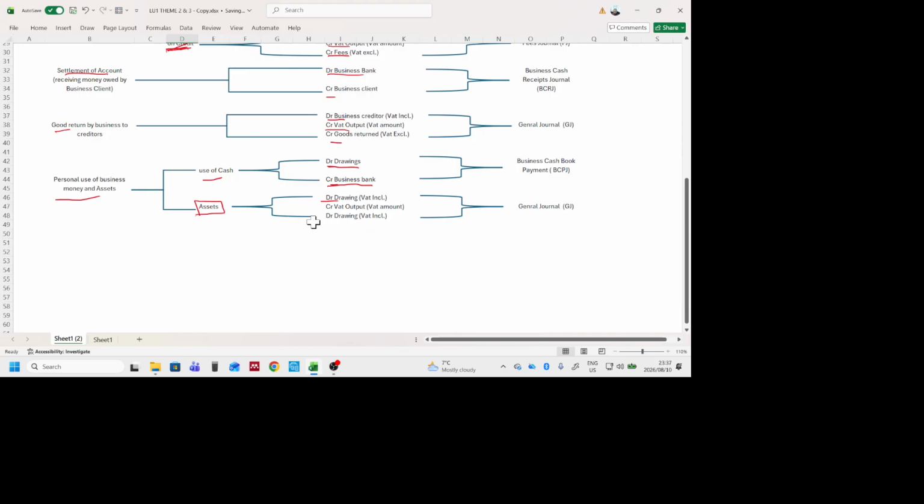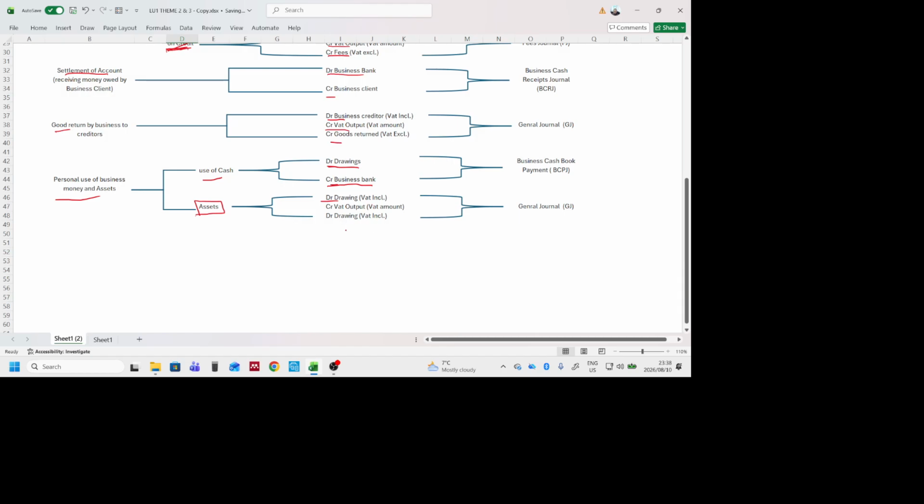So this means that if the business has only three assets, say three business laptops worth 20,000 each, and the owner takes one, it means that now the owner will only have a claim over the remaining two laptops, which is equivalent to 40,000. And therefore, this means that his equity in the business will also decrease by what? 20,000, which was the amount of assets withdrawn. So therefore, we debit drawings to indicate a decrease in the owner's claim in the business. And then because this time he is taking assets, we have to record the drawings at a VAT inclusive amount.